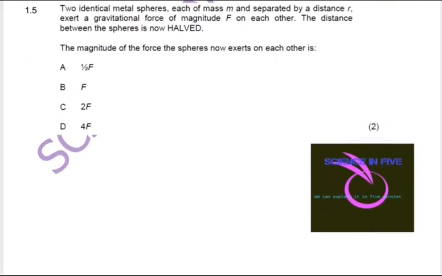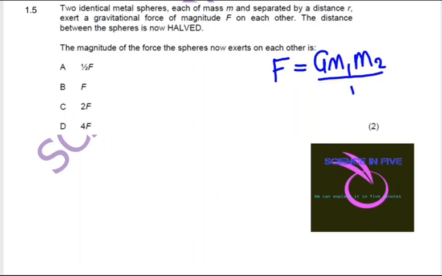1.5 says two identical metal spheres, each of mass m and separated by distance r, exert a gravitational force of magnitude F on each other. The distance between the spheres is now halved. The magnitude of the force the spheres now exert on each other is what? Now, this is the case of Coulomb's law, or rather Newton's law of universal gravitation. Don't mix them up like I do. They are very similar, so I rushed for Coulomb. But it's actually Newton's law of universal gravitation.